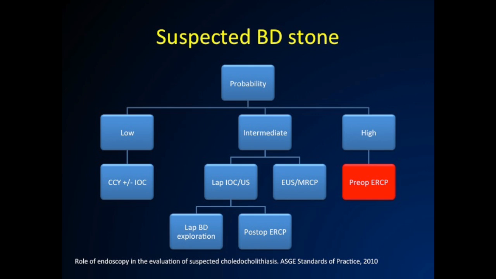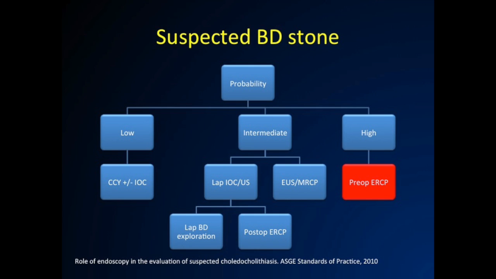However, if they do a lap IOC, they can't get the stone out, then you do a postoperative ERCP. The alternative method to this, if you're in a facility where you don't have surgical expertise, would be to do EUS or MRCP, and I would argue EUS because of the advantage of being able to convert to an ERCP in the same sedation as needed.